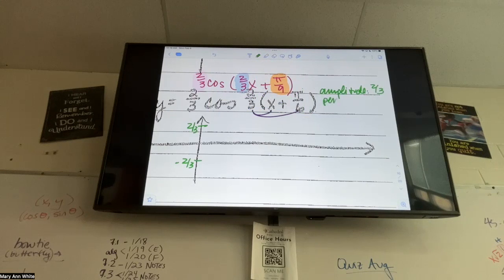All right, then we do our period. Remember, period is 2 pi divided by b. So it's not 2/3, it's going to be 2 pi divided by 2/3. All right, so 2 pi divided by 2/3 is times 3/2. Oh, which the 2's cancel and I just get 3 pi. That's not too crazy.